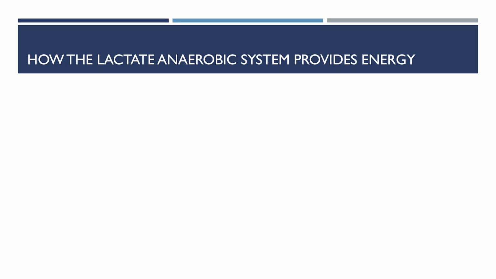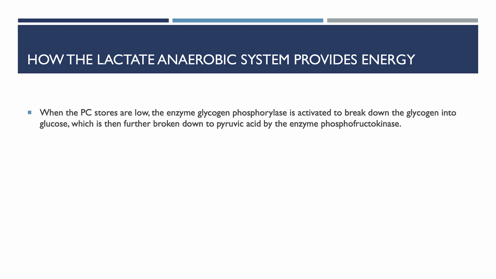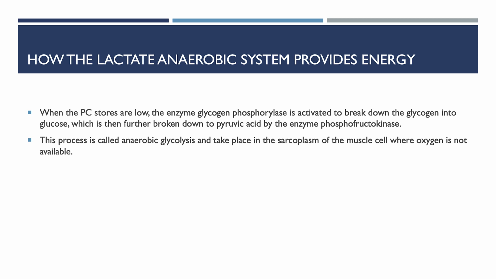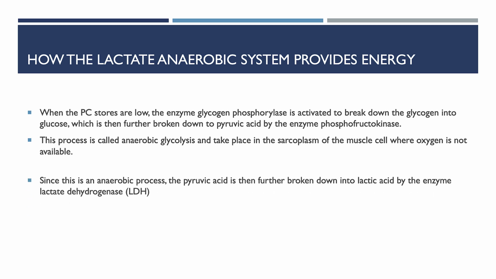How the lactic anaerobic system provides energy. When the PC stores are low, the enzyme glycogen phosphorylase is activated to break down the glycogen into glucose, which is then further broken down into pyruvic acid by the enzyme phosphofructokinase. This process is called anaerobic glycolysis and takes place in the sarcoplasm of the muscles where oxygen is not available.